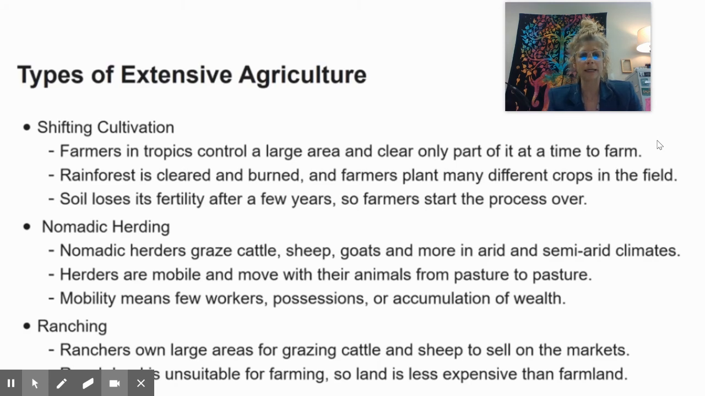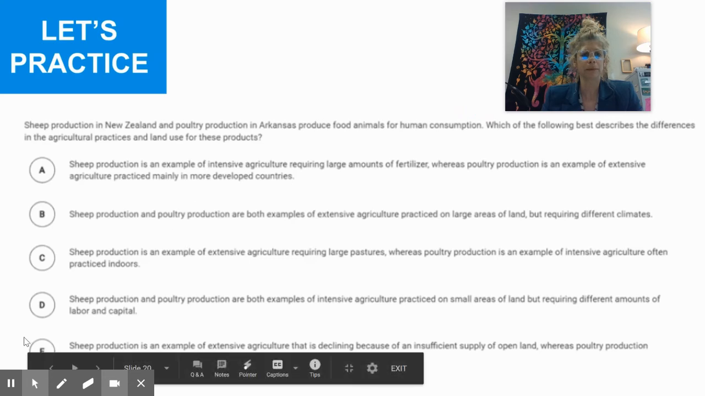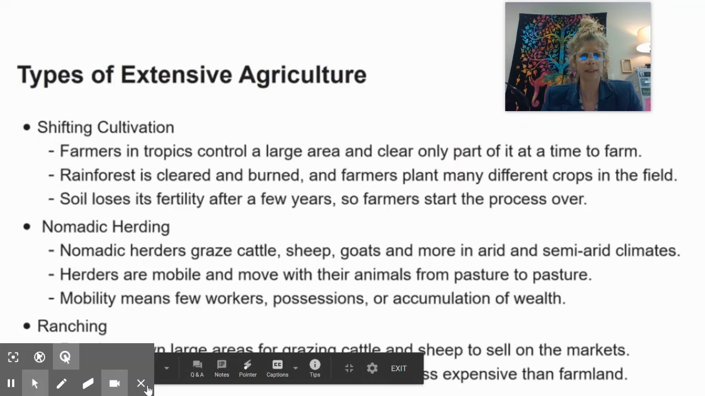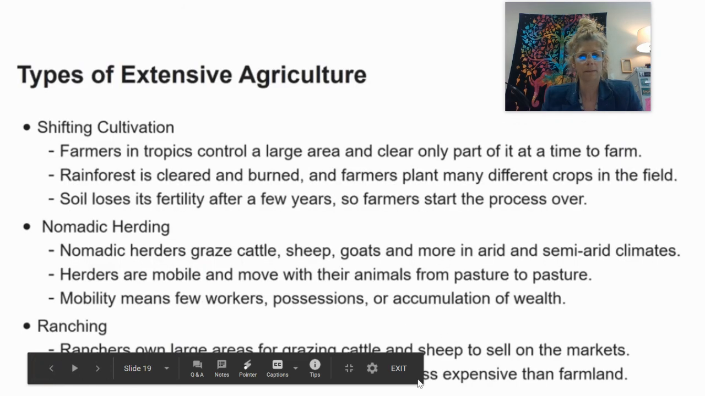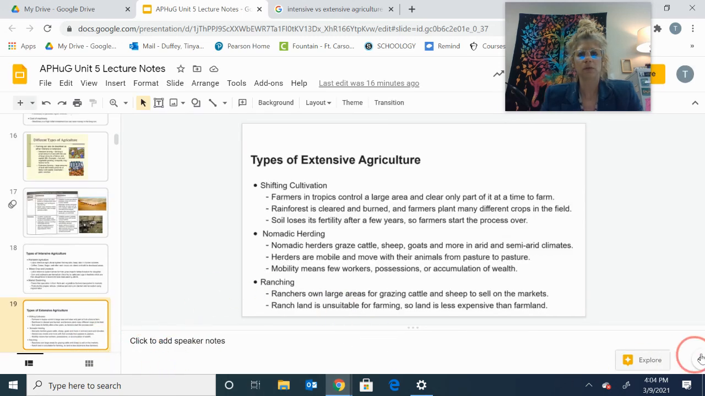And this is very, let me go back here so that we can see. So ranchers own large areas of land. We talked about it. And then ranch land is unsuitable for farming, so land is less expensive. So what that means is that if you have a plot of land, like a lot of the land here in Colorado is not suitable to actually grow crops, so it can be sold for a cheaper price. And ranchers are going to be interested in that because they can have their cattle or their sheep graze on that.